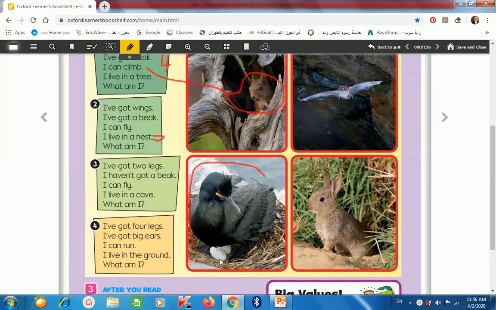It's a bird. Birds live in a nest. This is called a nest, okay? So match the bird with number 2.